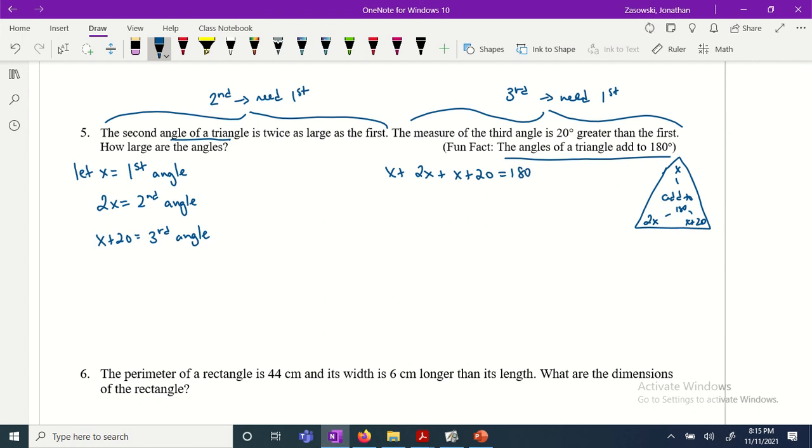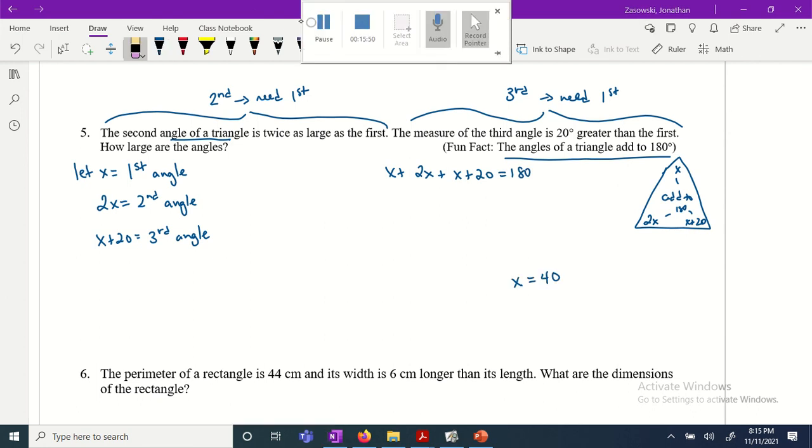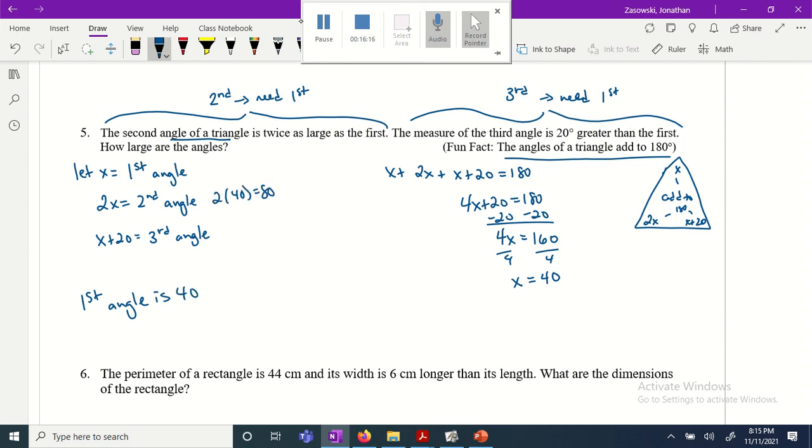All right, let's see if you can solve this one. All right, hopefully you got x equals 40. So from here, remember we're going to write our equation, combine like terms, take away 20 from both sides, and then divide out by 4 to get our answer. So then remember, we got to plug back in our key because this is how large are the angles. So we know the first angle is nice and easy. That's 40. The second is 2 times 40. So that's easy. That's 80.